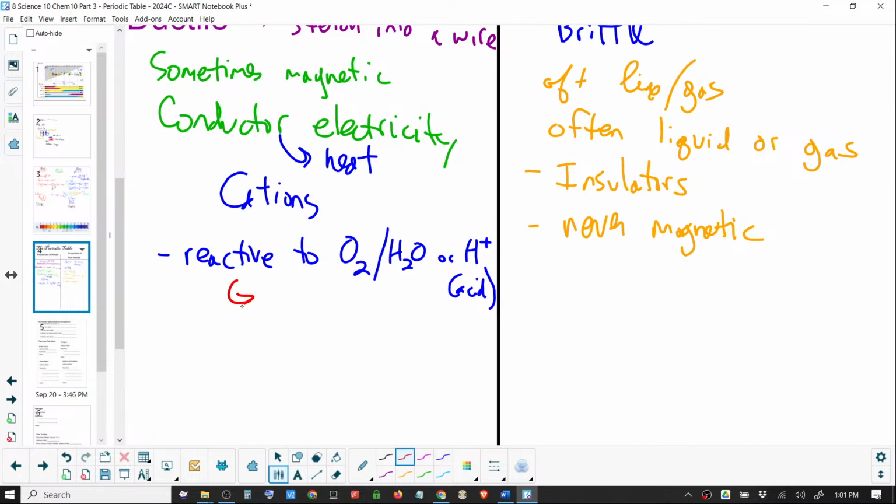And when they do that, they often give off H2 gas or oxidize. So iron rusts, copper becomes copper oxide and green, and so on and so forth.